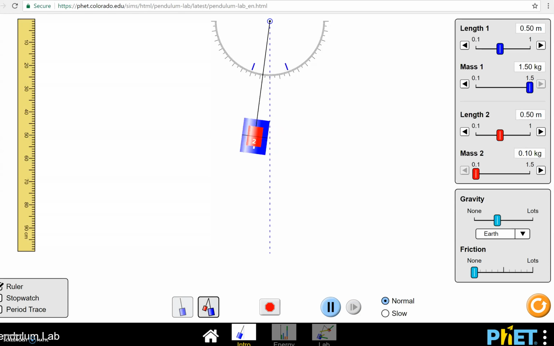Now let's do this. If I make gravity weaker, or let's do stronger, you see how they're swinging faster now?